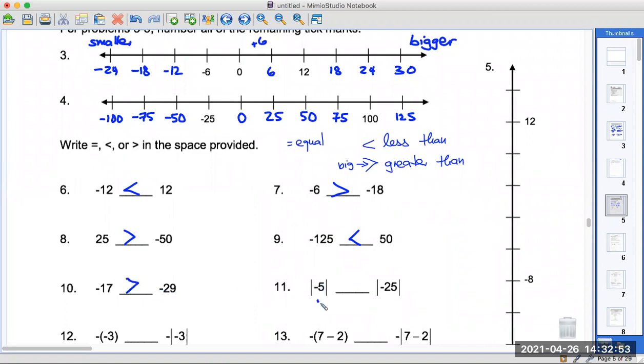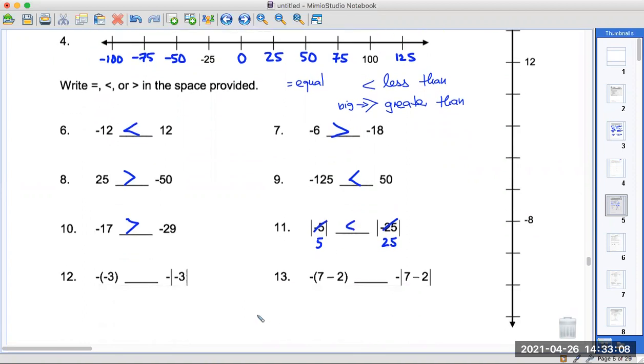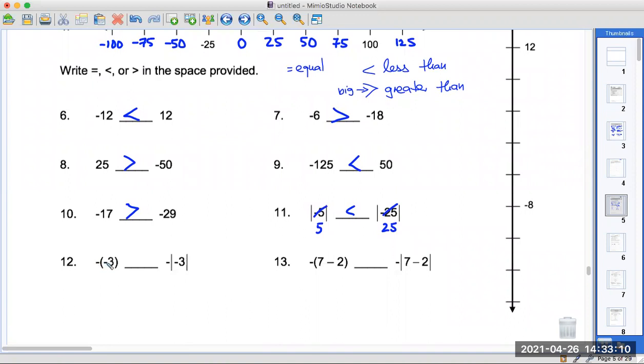Absolute value of negative 5 is positive 5. The absolute value of negative 25 is positive 25. So we have to replace these. So that's less. 5 is less than 25. Negative, negative 3, 2 double negatives become a positive. So that's positive 3. The absolute value of negative 3 is positive 3, but that negative stays.